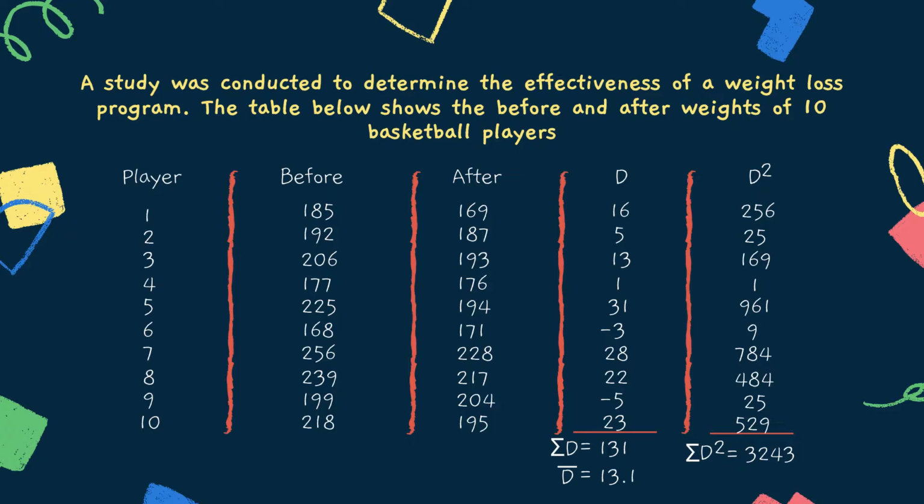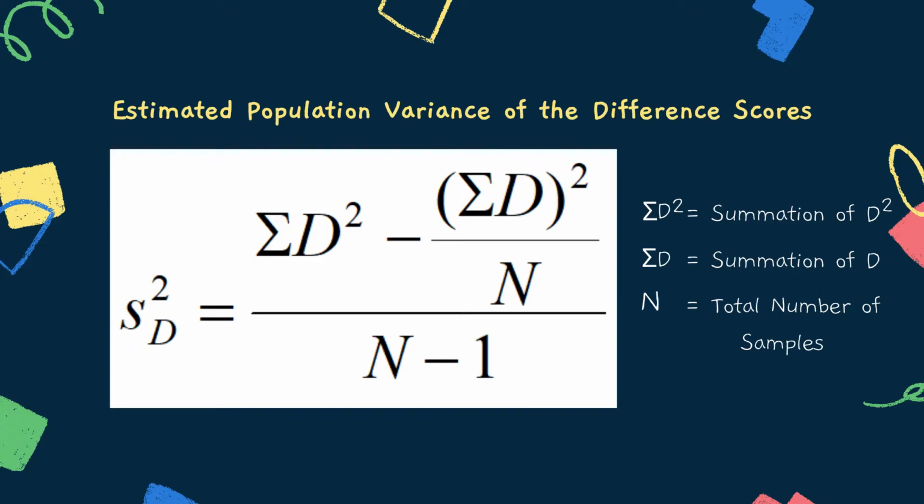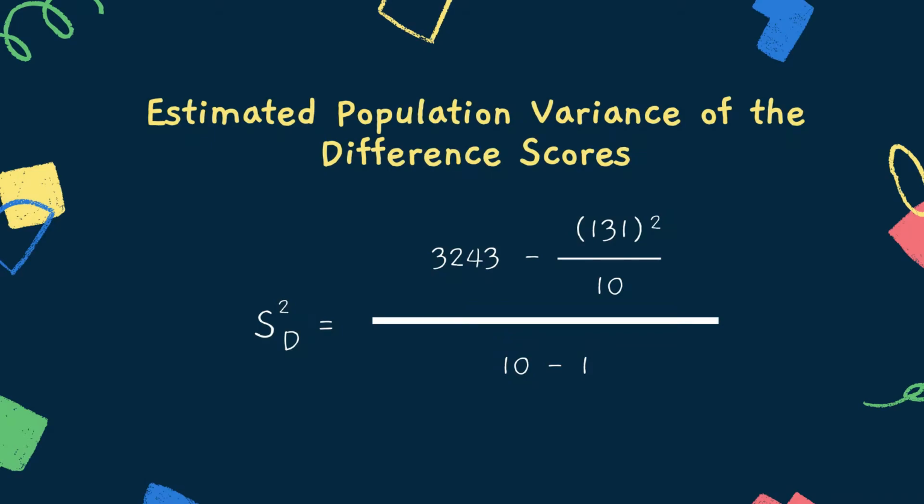Now that our table is complete, we can finally start solving for our population variance of the difference scores. The formula for the population variance is this: summation of D squared minus the squared summation of D divided by n, over n minus 1. Since we have the summation of D, which is 131, summation of D squared, which is 3,243, and n, which is the total number of samples, which is 10, we can now just substitute and it would look something like this. Take note that the 1 is constant. Now that we are done with substituting, go get your calculator and pause the video if you want to see if we have the same answer.